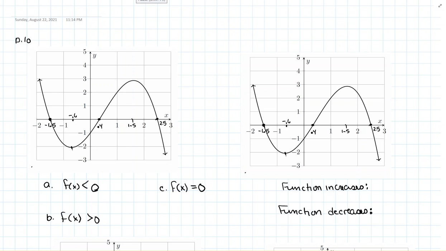So the graphs below are going to be asking you to find various characteristics of it. It's the same graph, but there's a bunch of different questions being asked, and because I want to shade it, I just copied the graph a couple of times. So for part A, it's asking where is f of x less than 0?